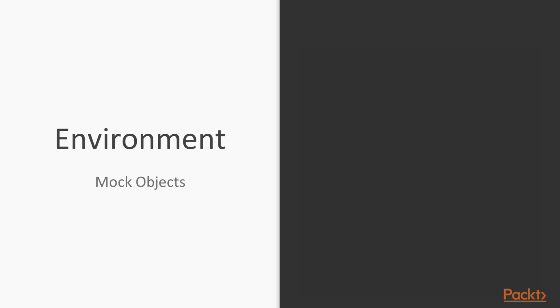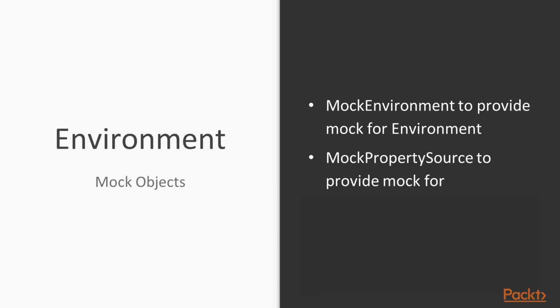In order to do this, Spring provides several ways to achieve this isolation. The first one is environment. Imagine the situation when we have our class and it depends on some Spring-based configuration of the environment. In order to decouple our test from this dependency, Spring provides some mocking. The first one is MockEnvironment and the second one is MockPropertySource.